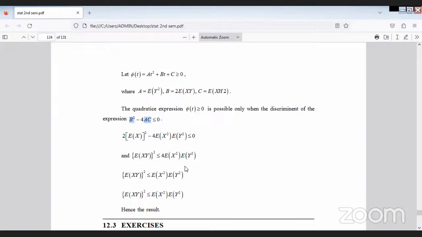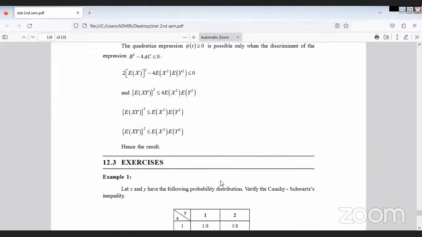Yes, sir. Equality holds, because if b square minus 4ac is less than or equal to 0, then the values are less than or equal, never greater. Why not greater? Because the 4 gets cancelled, sir. We write 2 E of X square... that is it, the condition is known. So therefore E of XY whole square is less than or equal to E of X square E of Y square. Hence we have the result here.